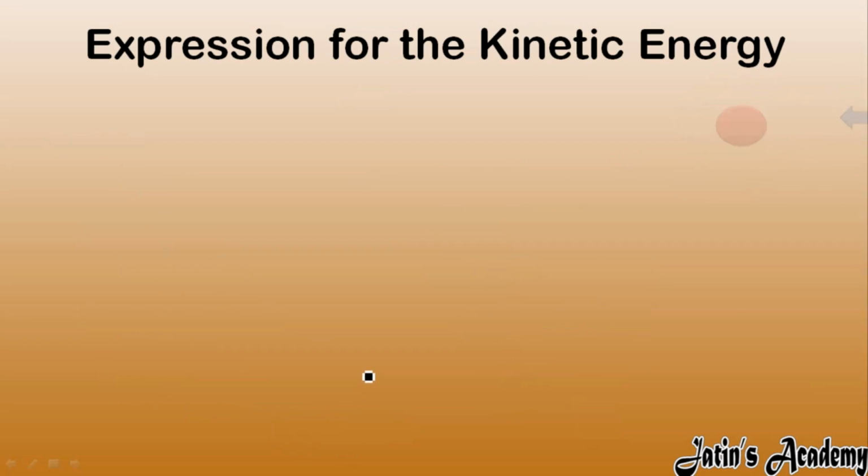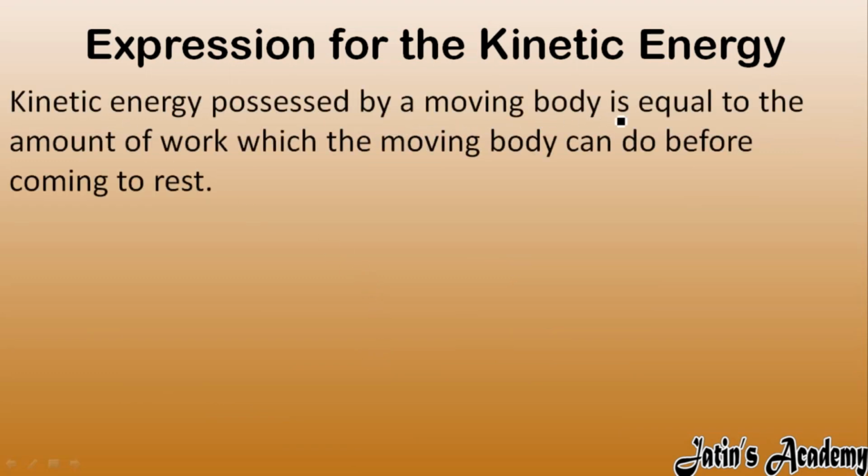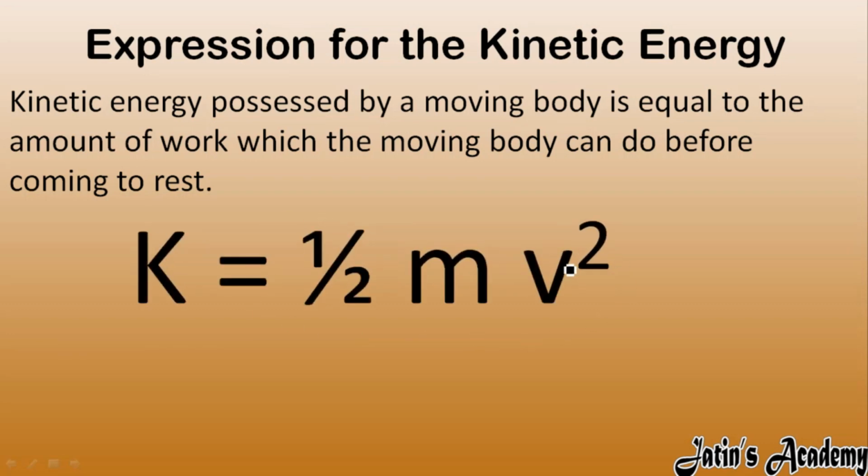Now let's see again the definition. So definition we have: kinetic energy possessed by a moving body is equal to the amount of work which the moving body can do. It is the amount of work which a moving body can do before coming to rest. So before coming to rest, whatever is the amount of work done we have calculated, that is a kinetic energy. So we have calculated kinetic energy as half mv square.